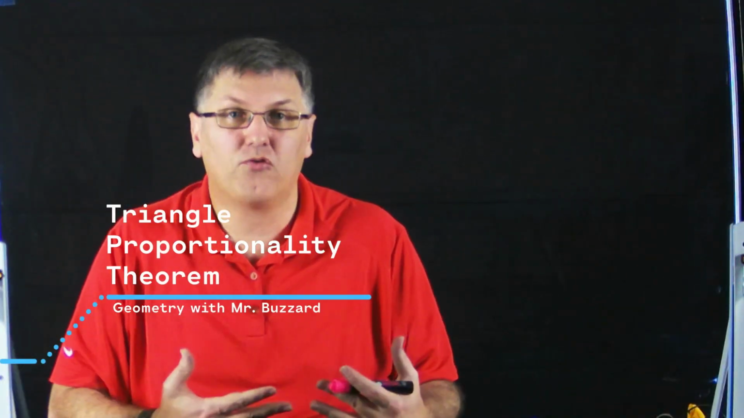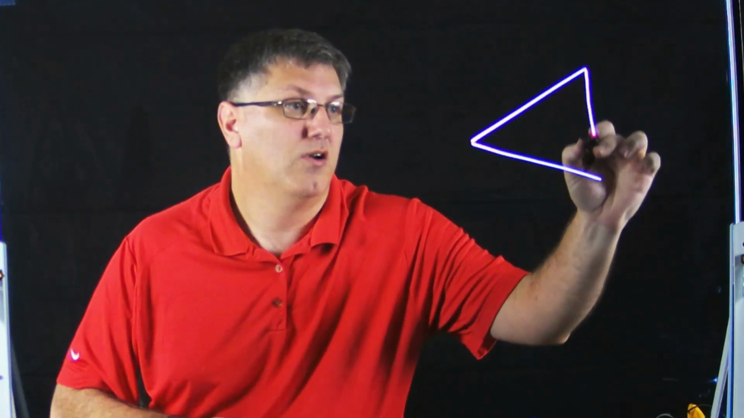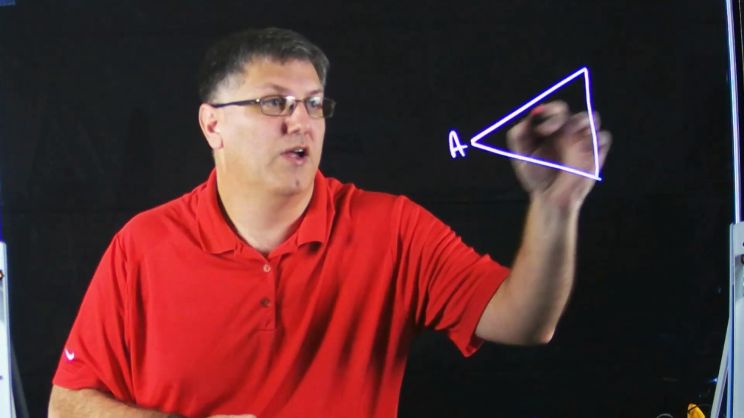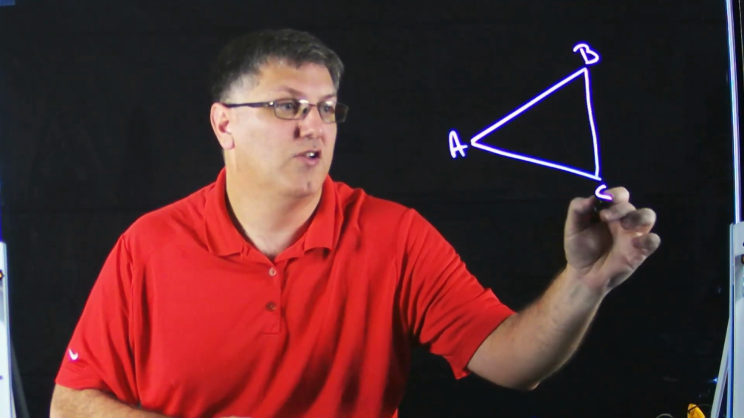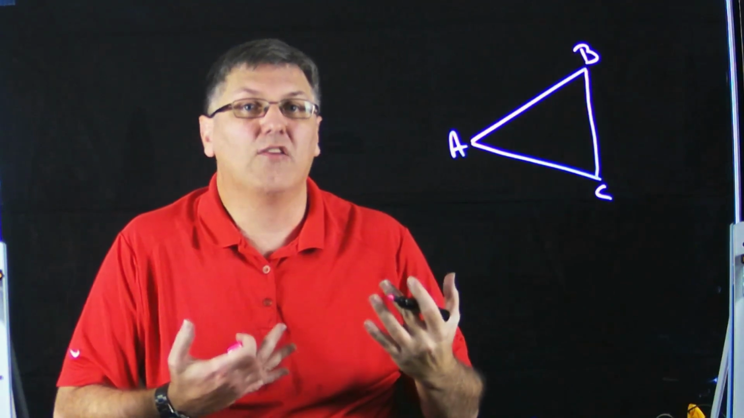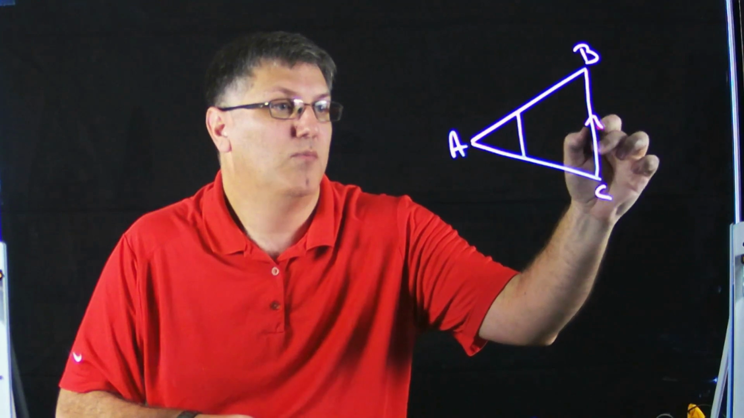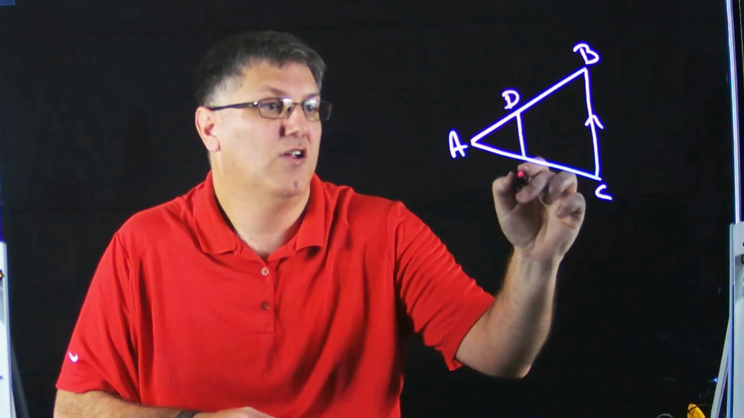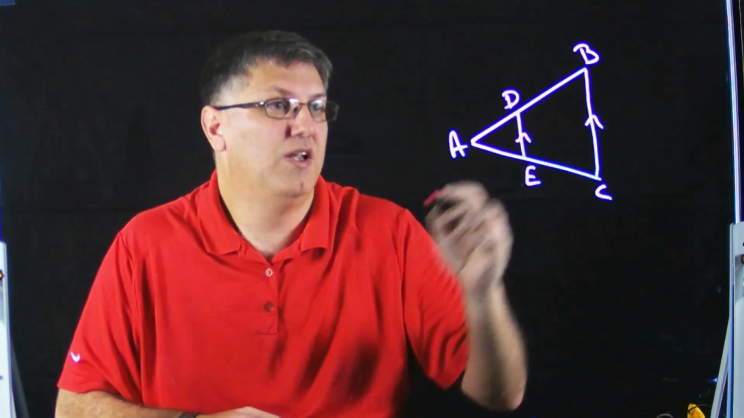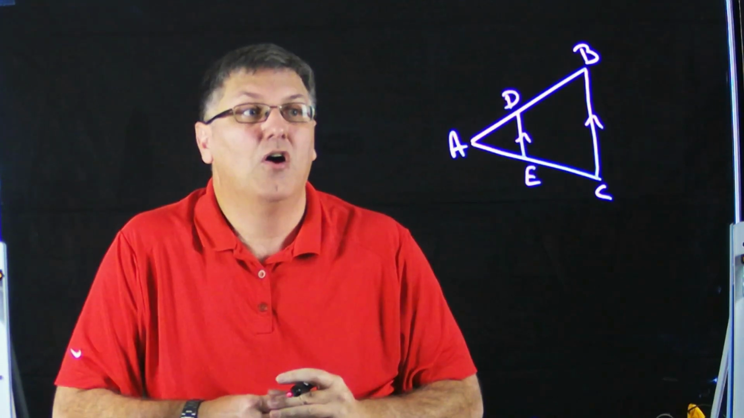So now I'm going to go ahead and explain another part of similar triangles where we're still going to be working with proportions. This is going to be called the triangle proportionality theorem. So I have a triangle right here, and let's call this triangle ABC. Now I'm going to draw in a line segment that's going to be parallel to BC right here. Let's call this DE. So BC and DE are parallel.